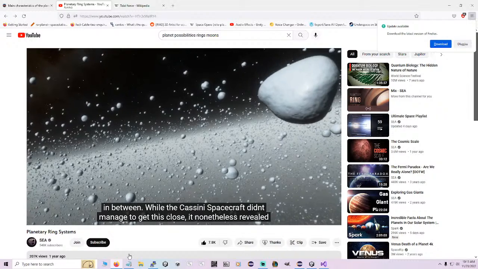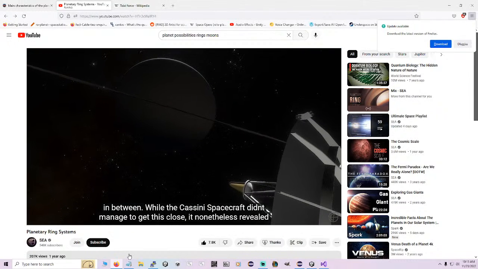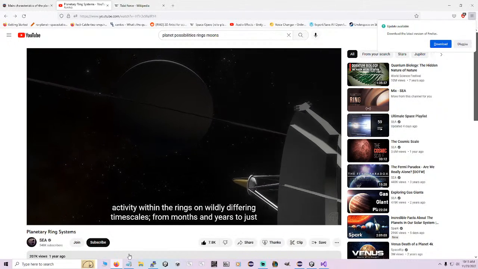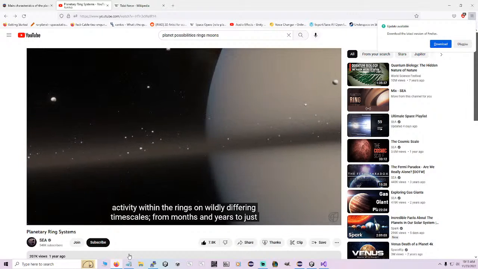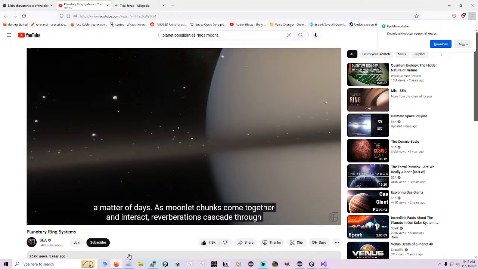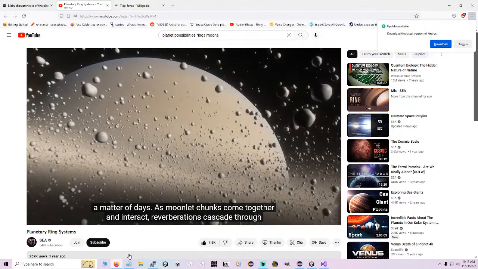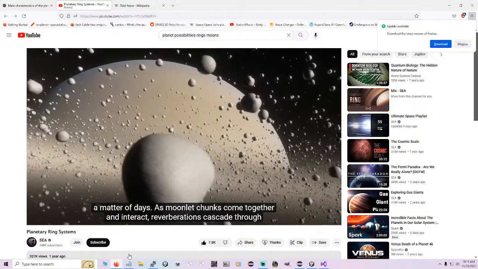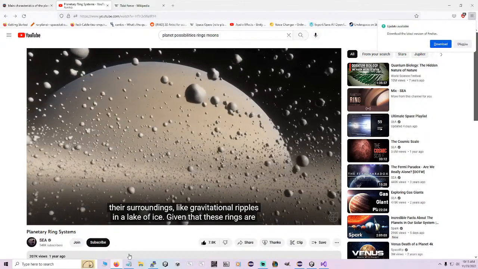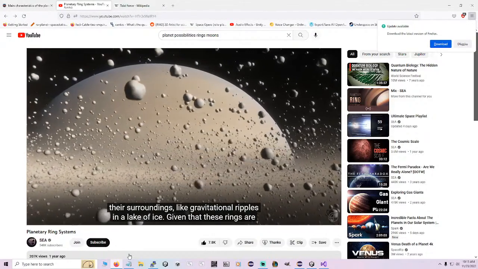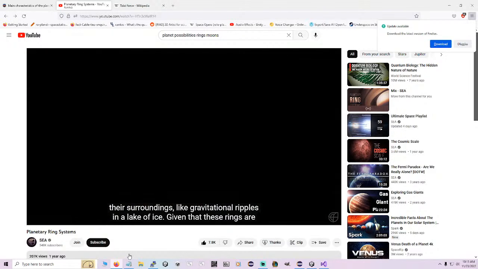While the Cassini spacecraft didn't manage to get this close, it nonetheless revealed activity within the rings on wildly differing timescales, from months and years to just a matter of days. As moonlit chunks come together and interact, reverberations cascade through their surroundings, like gravitational ripples in a lake of ice.